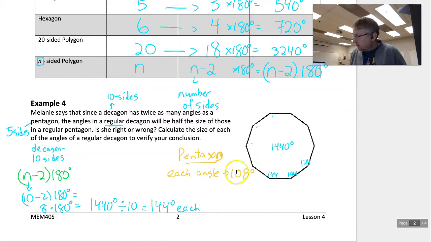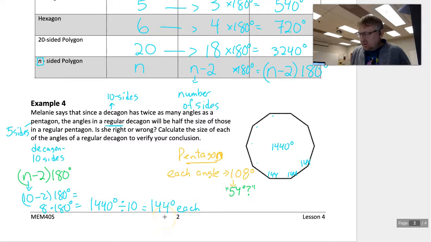In the pentagon, each angle is 108 degrees. Is Melanie right or wrong? It's hard to imagine her being wronger, actually. She said the ones in the decagon should be half the size of the pentagon. That would be 54 degrees? They didn't get smaller, they got bigger. She's so wrong. So wrong.